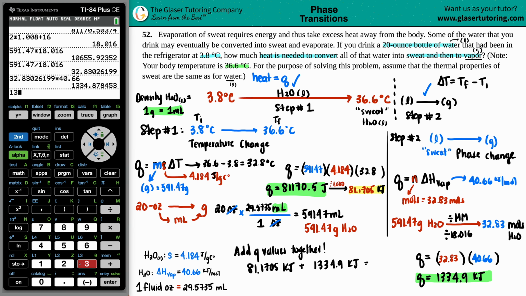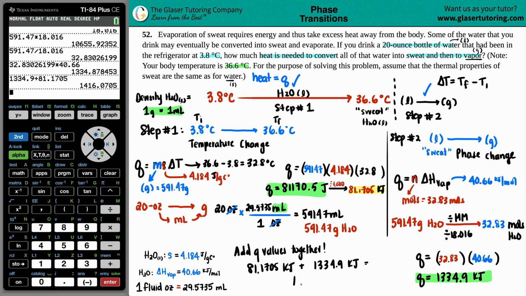So 1,334.9 plus 81.1705. Press enter. There we go. And 1416. But now, if you want to play the sig fig game, I don't know. We're all over the place here. I mean, technically they said 20 ounces, so that's only 1 sig fig. So I guess it doesn't really matter here.